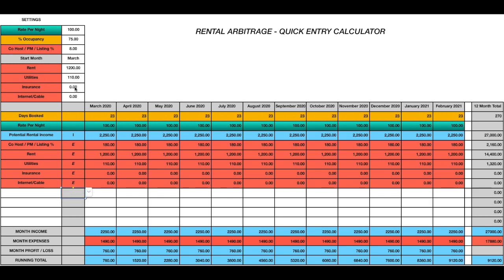I have utilities, 110. The insurance, I'm estimating $50 a month. Now I do recommend, if you're taking direct bookings, you really should have your own liability insurance. And I've had a number of owners say to me, do you have liability insurance? So I think it's quite important. Internet and cable, I'm going to put $90.